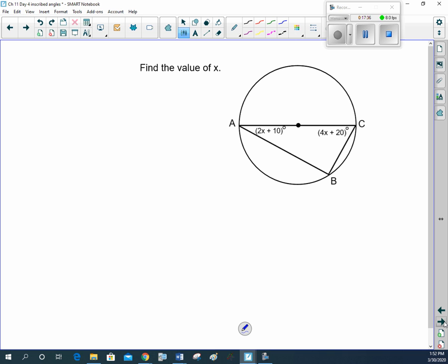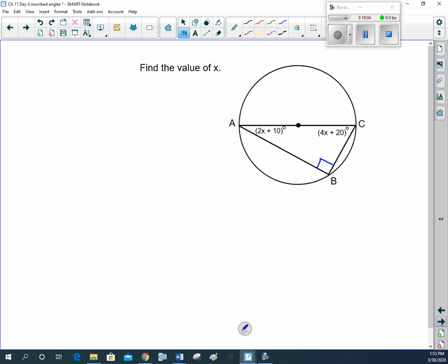Okay, so in this picture, it looks like I have a diameter and I have an inscribed angle, so I know this is 90 degrees. So I want to figure out how 2x plus 10 and 4x plus 20 relate. Now, they're not equal. In some scenarios it could be, but not in this particular one because I don't know that this is an isosceles triangle. All I know is it's a right triangle. I don't know that it's a right isosceles.